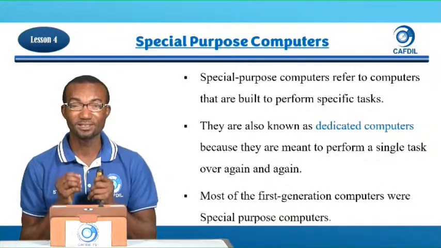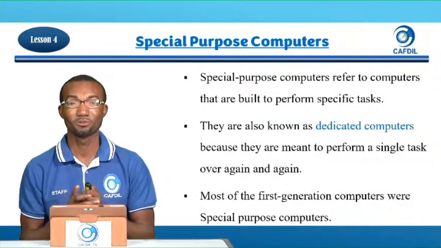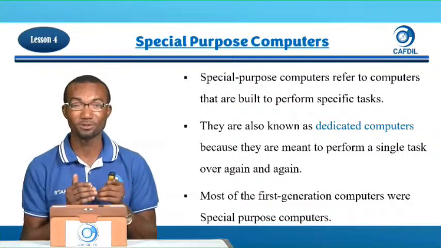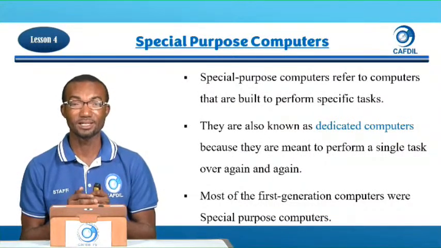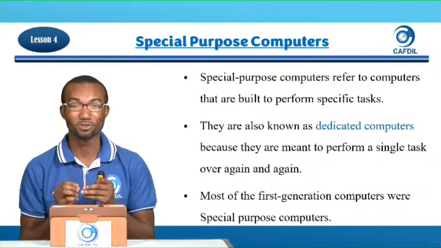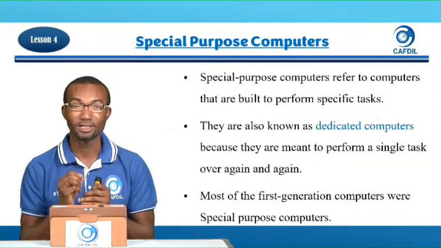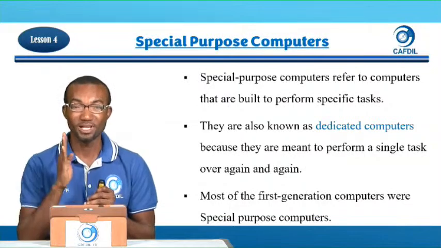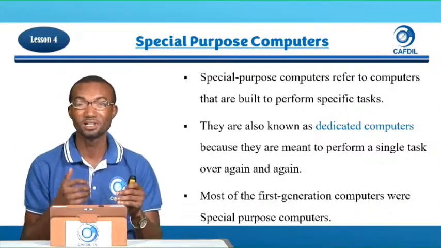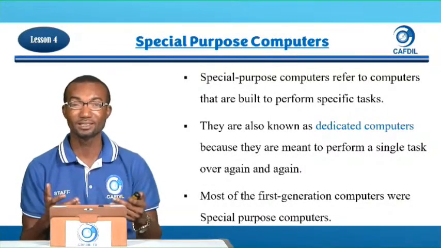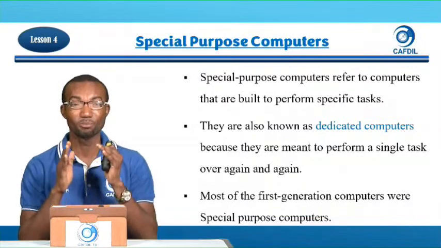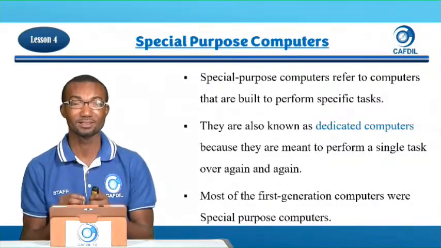Most of the first generation computers were special purpose computers. We have gone through generations of computers, and the first batch that came were known as first generation. And we are saying that most of the first generation computers were special purpose computers. So what you have to get is that they are built to perform a specific task. Not like the general purpose that you can use to watch movies, play games, navigate the internet, and do any other thing that you want to use it for. But with special purpose, they are built to perform a specific task.